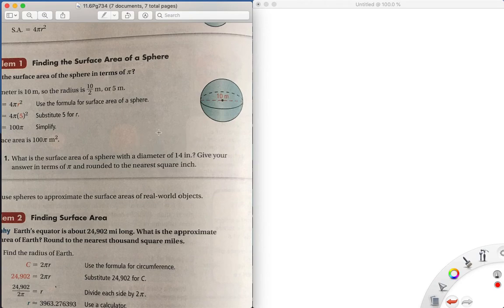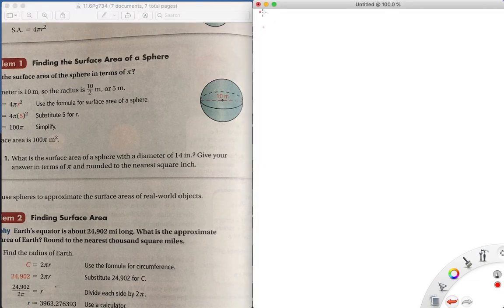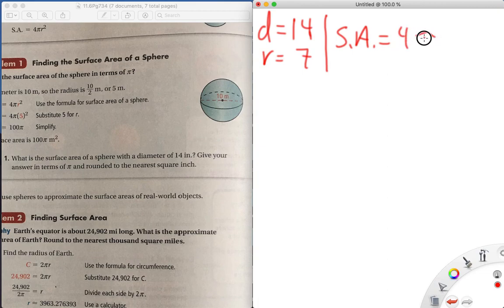They give you a diameter of 14. So we know that the radius is half of the diameter, so the radius would be 7. We also know that the surface area of a sphere is 4 pi r squared. So we'll just substitute 7 for the radius, r.